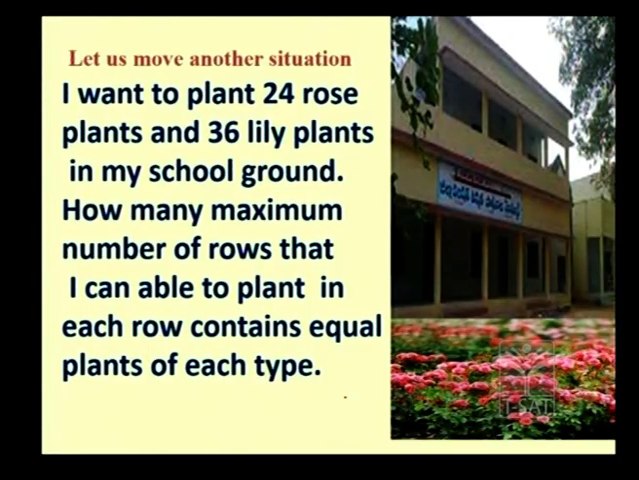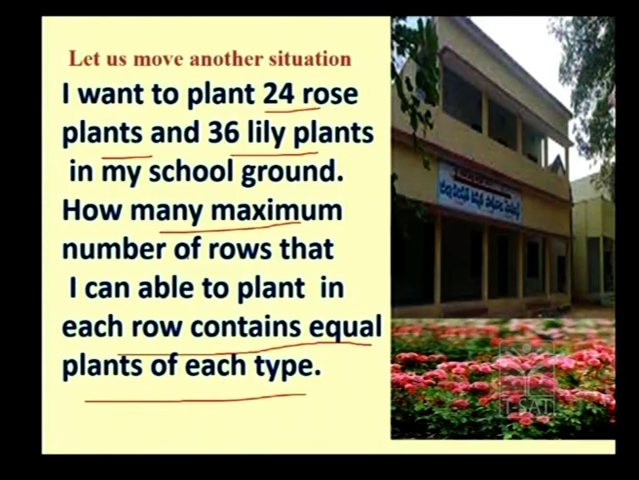You observe another situation on the screen. I want to plant 24 rose plants and 36 lily plants in my school ground. What is the maximum number of rows that I can plant, if each row contains an equal number of plants of each type? See the condition. That is the condition we have to observe here. Then how do we solve this task?